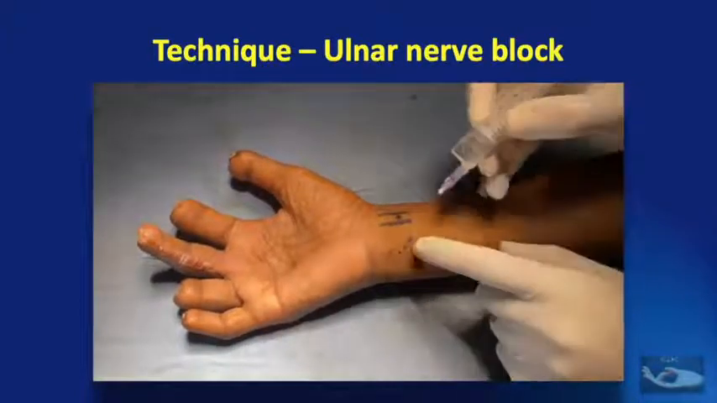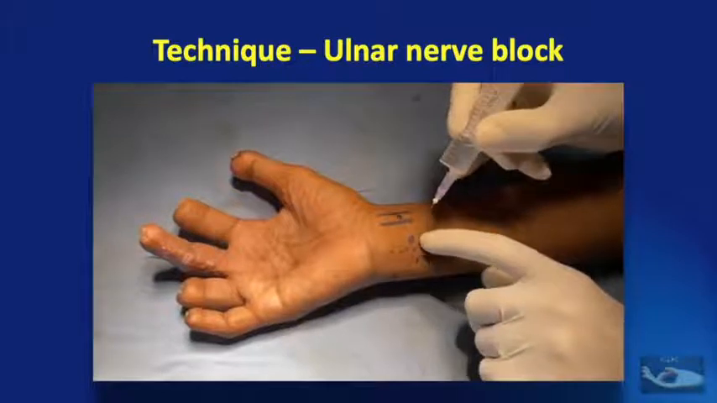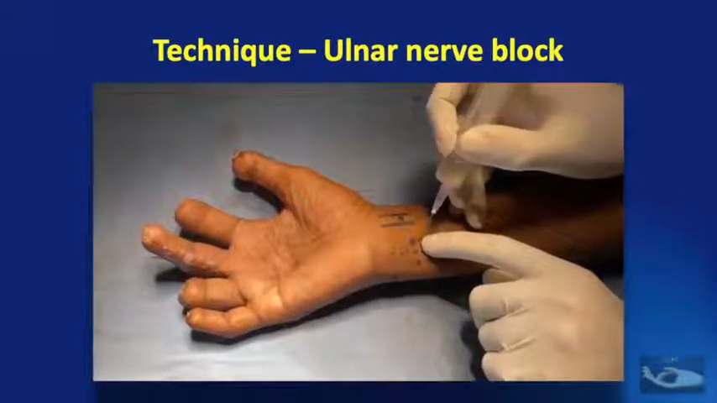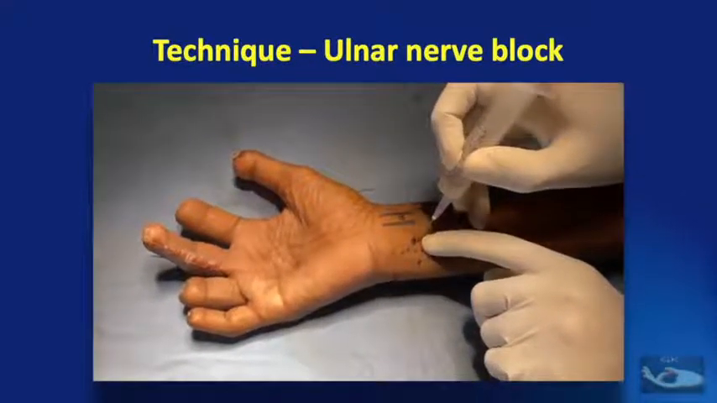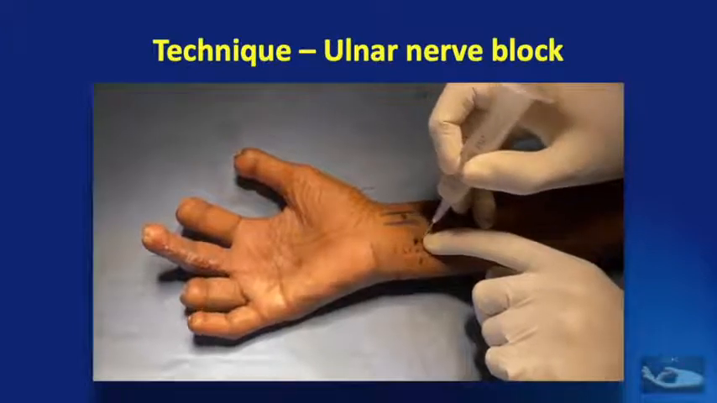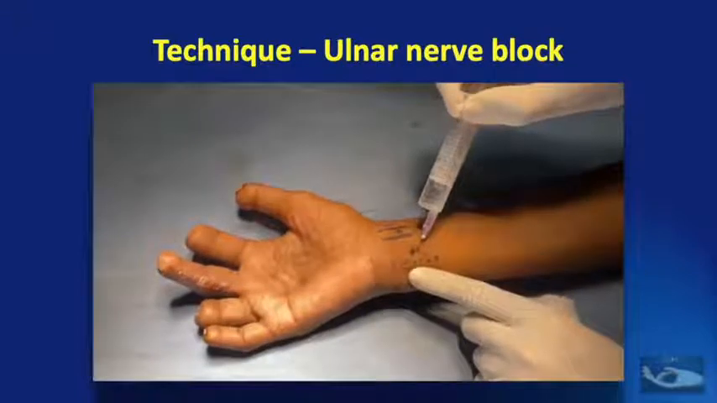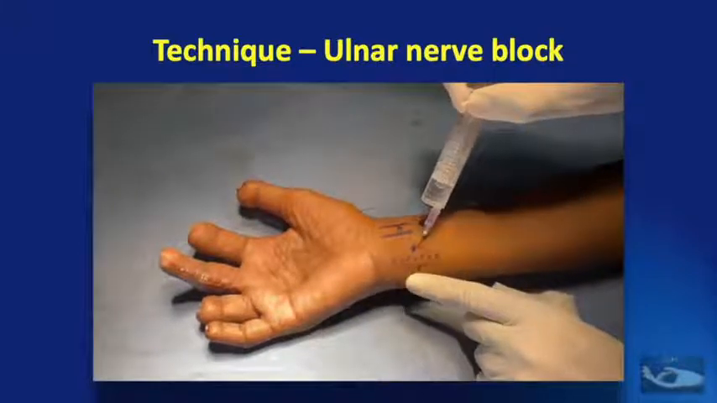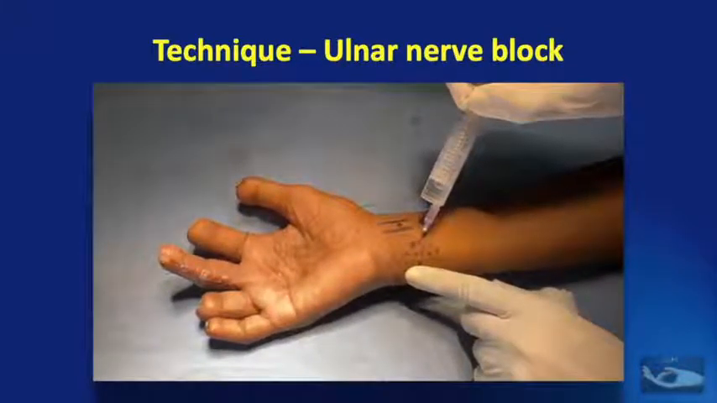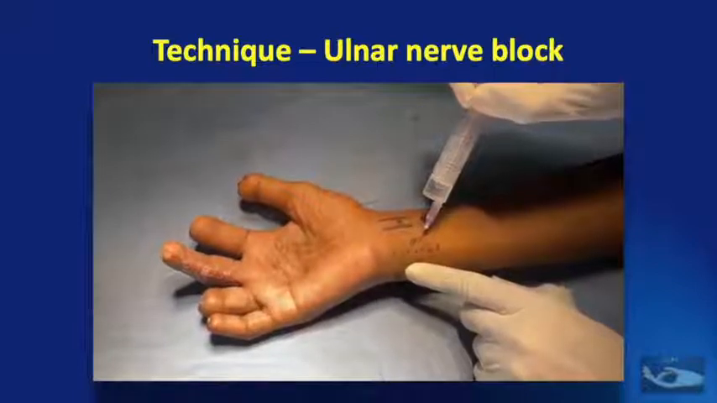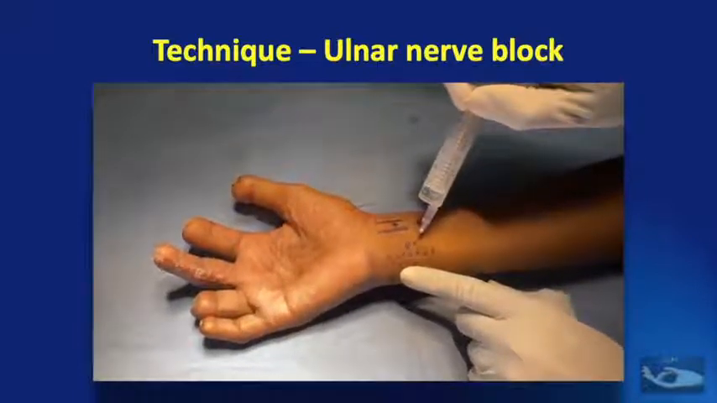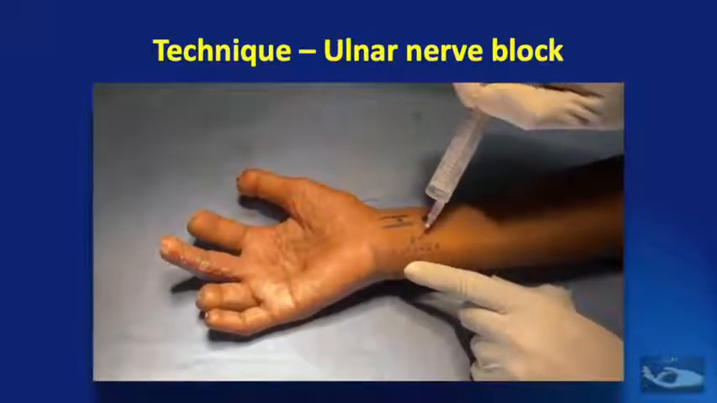The needle is inserted at the point marked and the needle goes deep to the flexor carpi ulnaris tendon for about a centimeter. After that, aspiration is done to make sure that the needle tip is not either in the ulnar artery or the vena comitans, and the injection of about 6 ml of the solution that has been prepared is made.